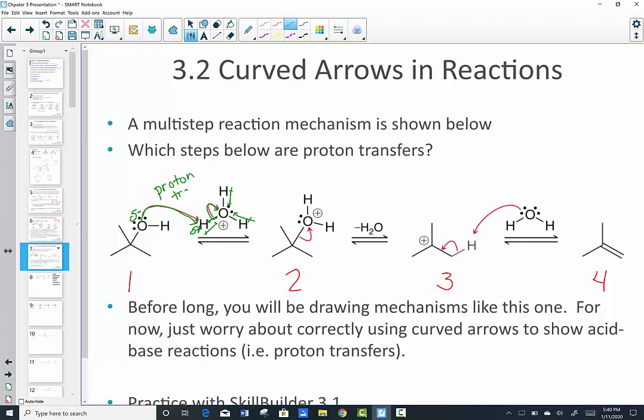So now what do we have? Well, we started with an alcohol functional group. See that alcohol? And now all of a sudden we have a protonated alcohol.